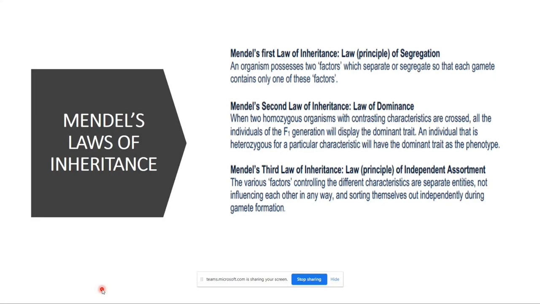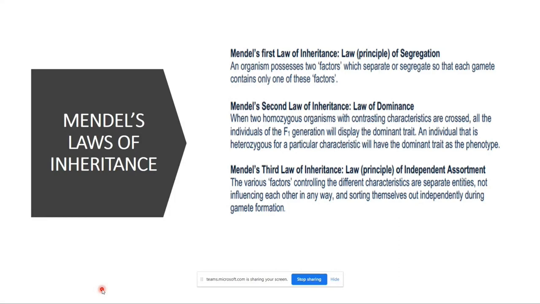Now, remember I spoke of the scientist called Gregor Mendel. Mendel was the father of inheritance. We call him the father of inheritance because he was the first scientist that actually made laws or principles of inheritance. And he had three laws or principles of inheritance. You can refer to it as Mendel's laws, or Mendel's principles of inheritance.